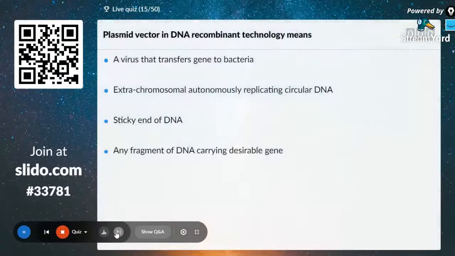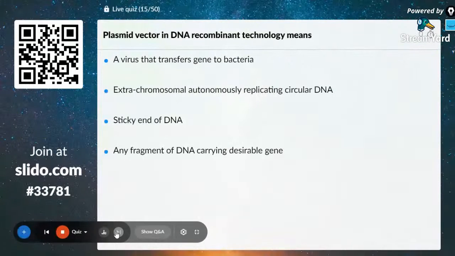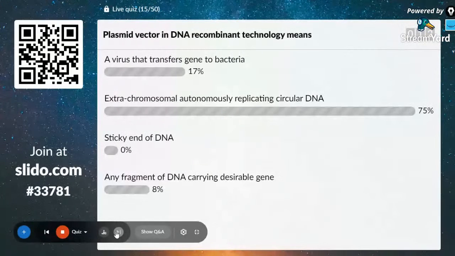Plasmid vector in DNA recombinant technology means. They are asking about the plasmid vector in DNA recombinant technology means. A virus that transfers gene to bacteria, extra chromosomal autonomously replicating circular DNA, sticky end of DNA, any fragment of DNA carrying desirable gene. Okay. Extra chromosomal autonomously replicating circular DNA is the plasmid vector. Next one on the screen.